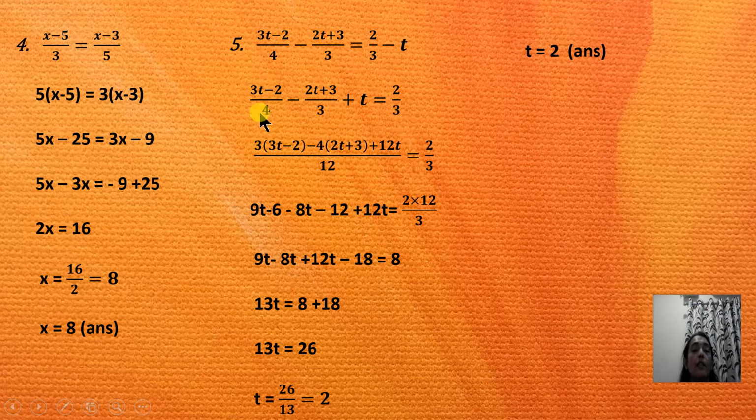Now LCM of 4 and 3 is 12. Now 4 3s are 12. So whatever is in the numerator, we multiply with 3. So 3 into 3t minus 2.